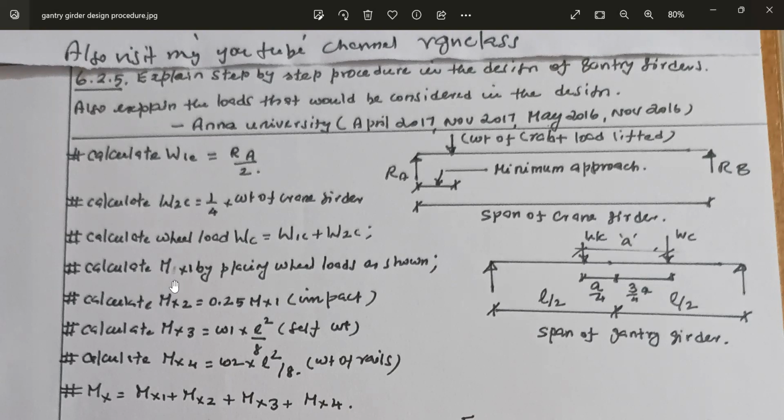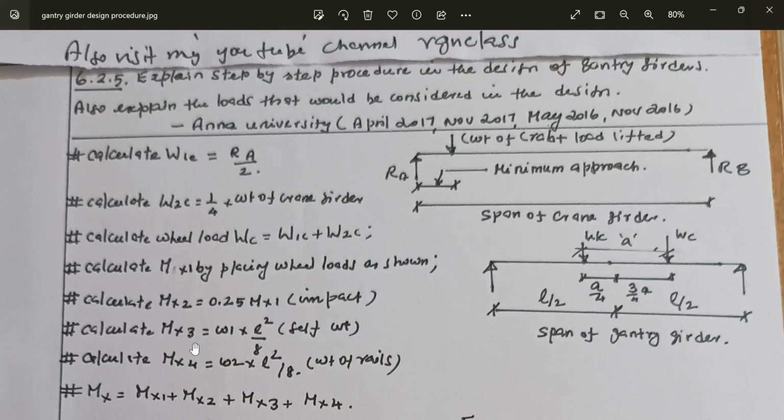That bending moment is denoted as Mx1, and Mx2 is due to impact effect. The loads are suddenly lifted. So if it is manually operated, 25% is the impact effect. So multiply this Mx1 by 0.25, 25% addition.